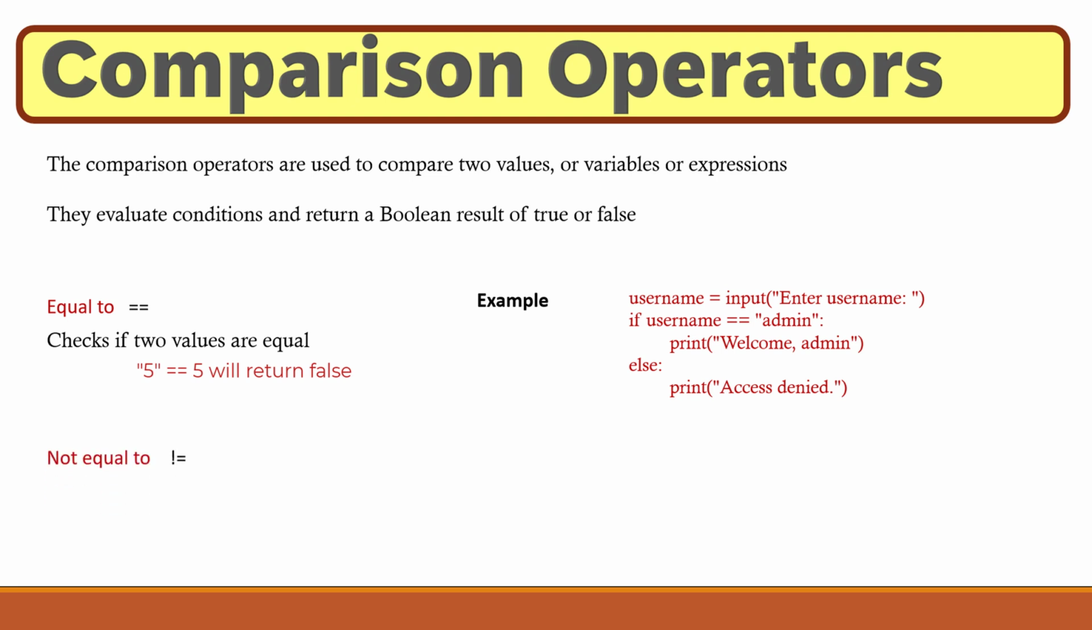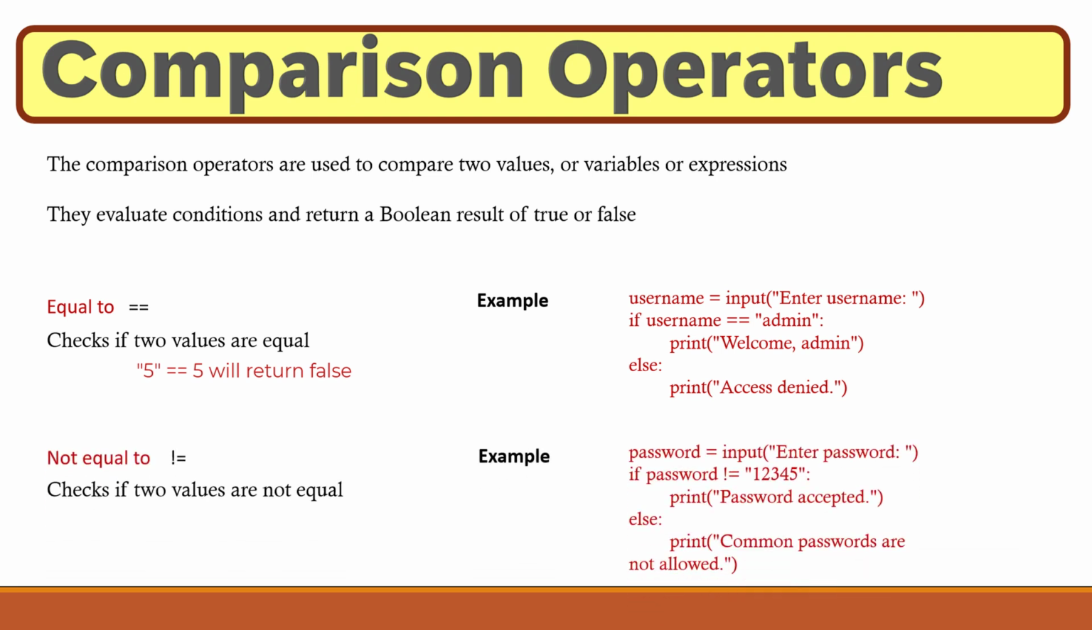The not equal to operator checks if two values are not equal. This is particularly useful when you want to ensure that a value is not a specific unwanted result. And on the right, a use case for this is ensuring that a password is different from a commonly used insecure, easy to guess password. So it's asking us to enter a password, and if the password is not equal to 12345, then it will print password accepted. Otherwise, it will print common passwords are not allowed.